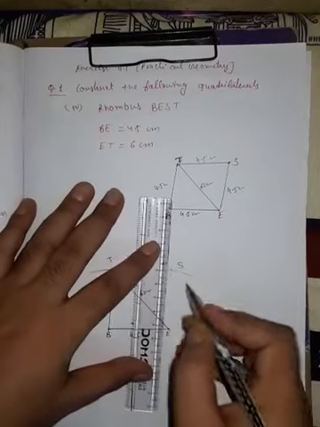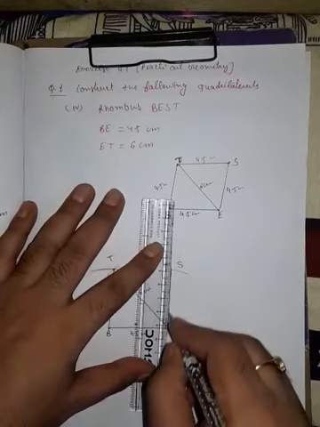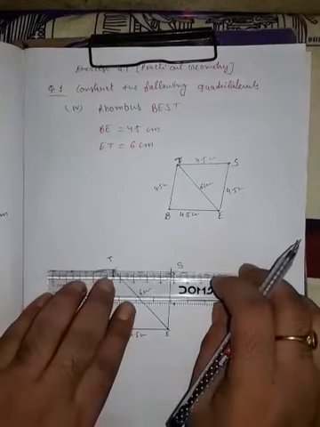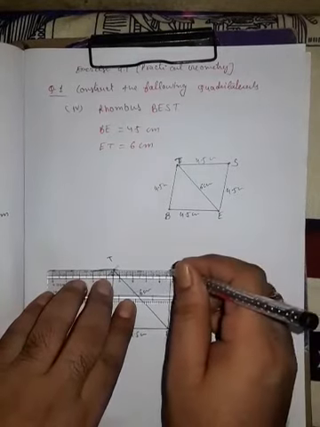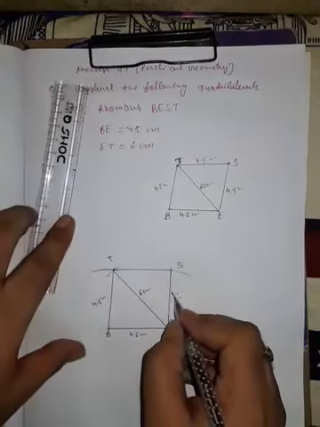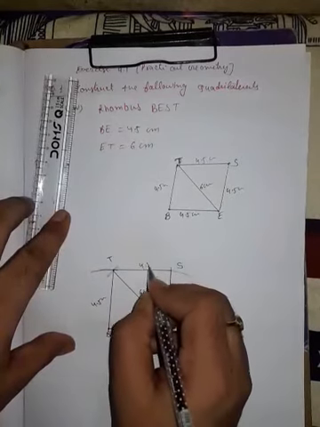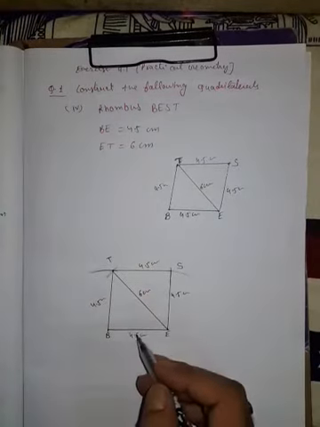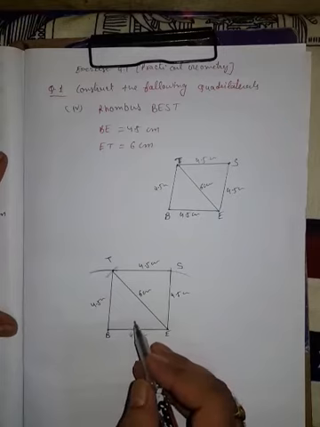This is the S point. Now join S to E and T to S. This is 4.5 centimeter. It is also 4.5 centimeter. So this type we will construct a rhombus BEST.